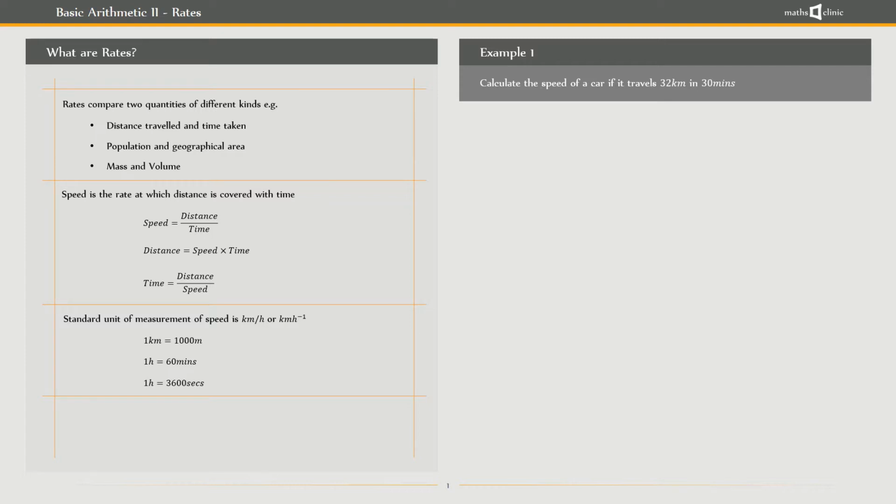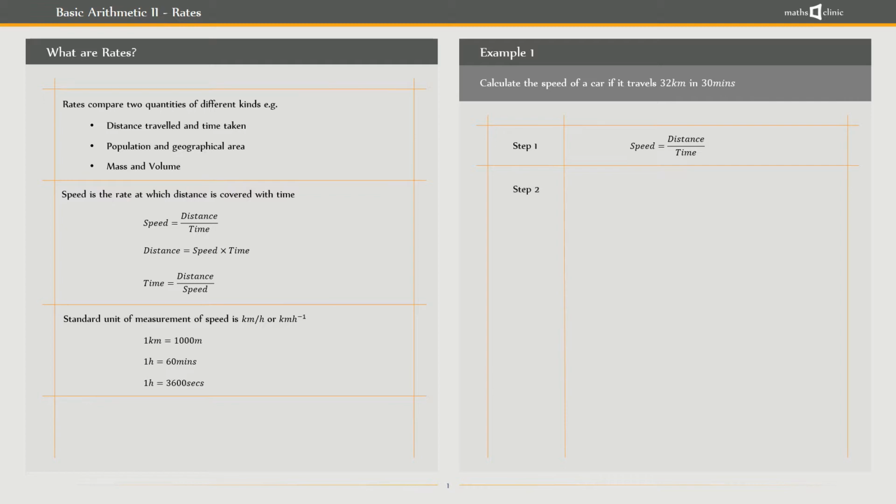Something you need to note there, we've been given our time in minutes. Usually you can work with minutes, to be fair, but very often it's best to work with your time in hours. So we've been given distance, we've been given time, and we've been asked to calculate speed. The first thing we'll do here is identify the relevant formula, and the relevant formula in this case is distance over time. Speed is distance over time.